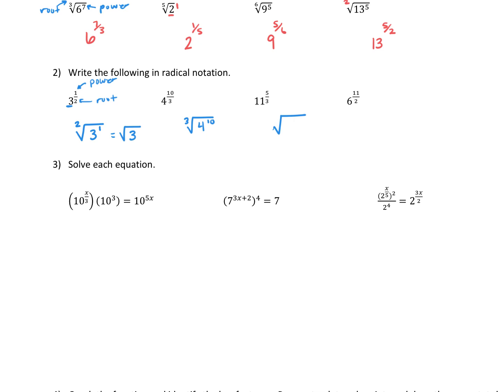11 to the 5/3 power, here's 11. We're going to keep the power with the 11, so 11 to the 5th power, and the root of 3 goes right there. And then last we have a 6. The power is 11, the root is a 2. And that 2 is optional. You also could write the square root of 6 to the 11th.